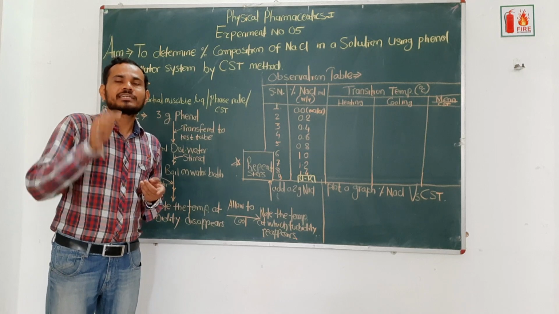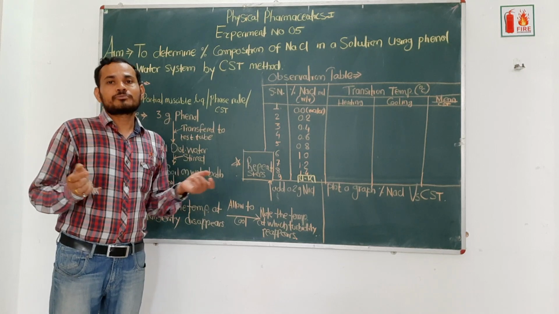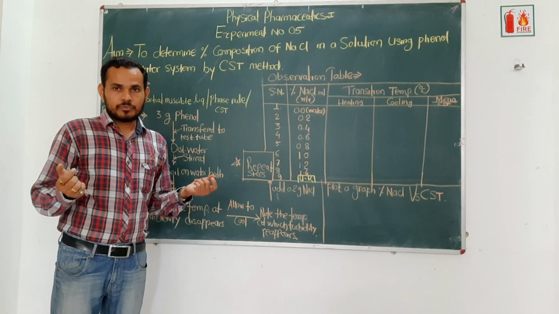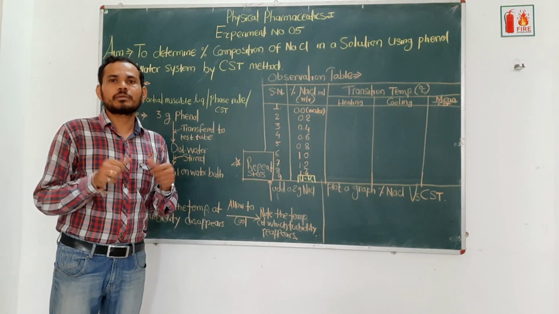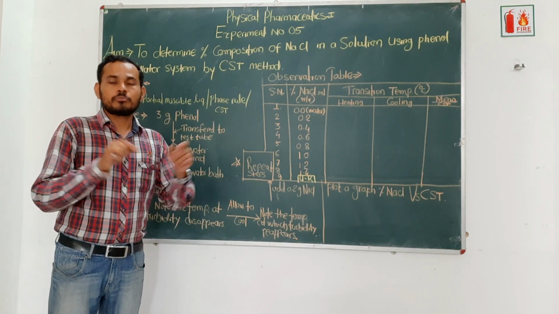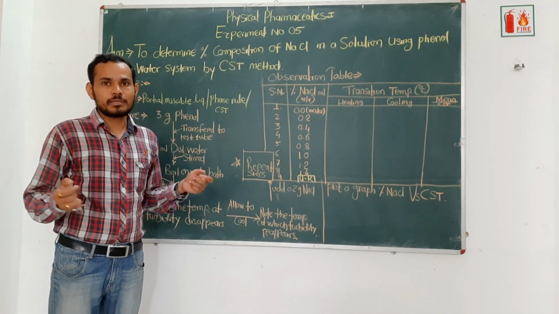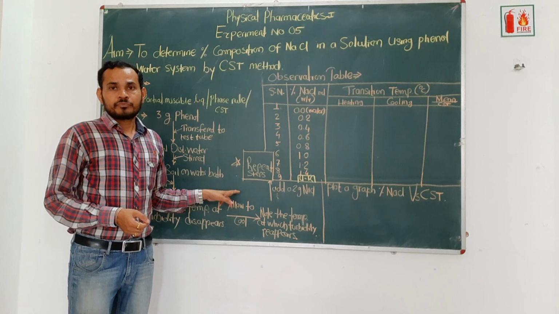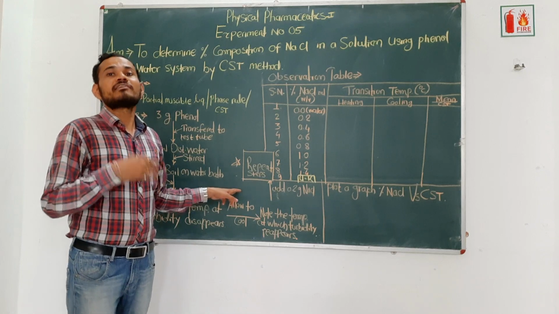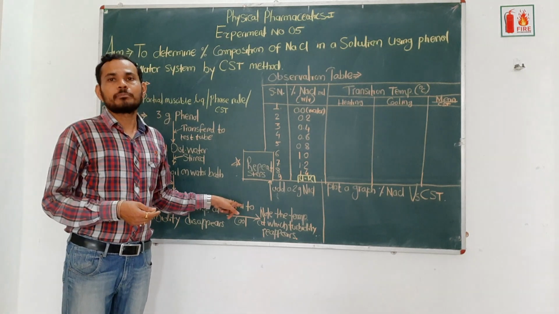So what will happen, as the temperature decreases, both of these phases start separating. A few portions of both of the solutions remain in the soluble form, but both of the phases are going to try to move away from each other, and they are going to separate, and at that point the turbidity starts reappearing, and we have to note that temperature also.